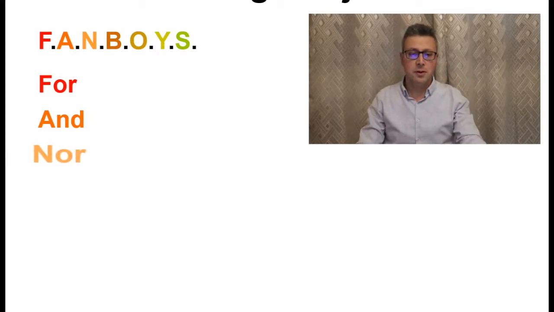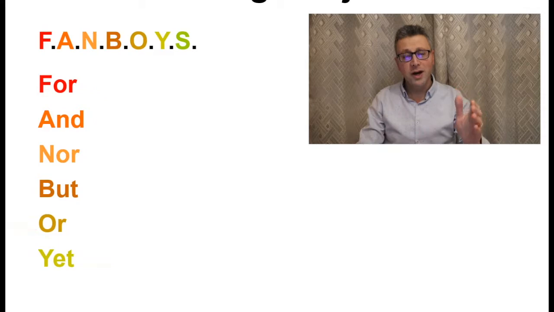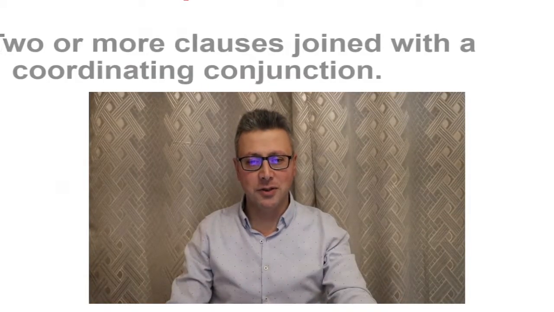Now, let's talk about the concept of coordinating conjunctions. Coordinating conjunctions could be summarized into the acronym FANBOYS. F stands for for, A stands for and, N stands for nor, B stands for but, O stands for or, Y stands for yet, S stands for so. Let's dive into compound sentences.